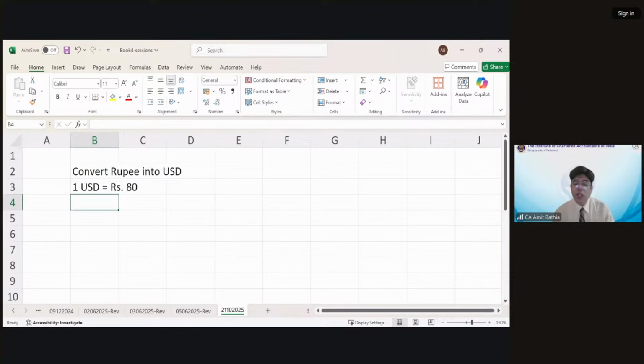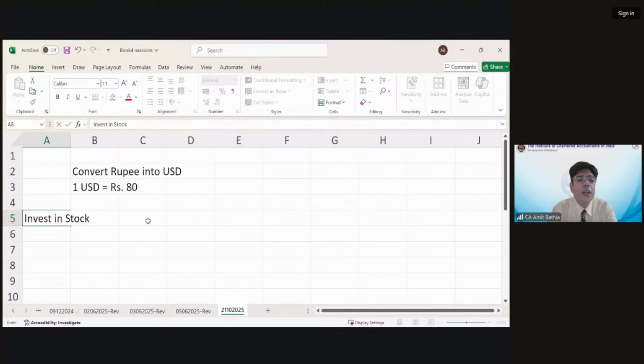So how do I go about understanding these currencies? If I want to buy 100,000 USD, I will need to pay 80 into 100,000, which is going to be 8 million. Now, if I have to do some transaction, I'll give you a very simple example. Let's say I have to invest in a stock in Tesla. So how do I go about this? Say I want to invest in stock in Tesla.